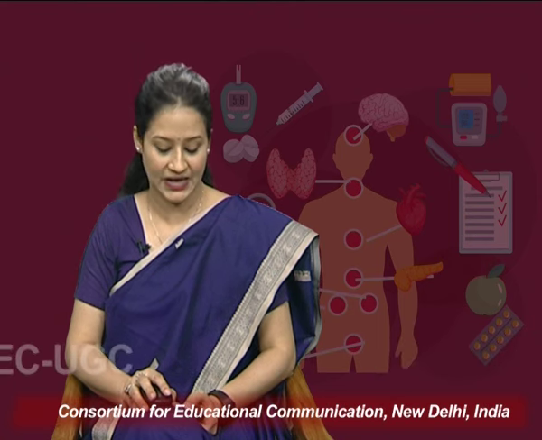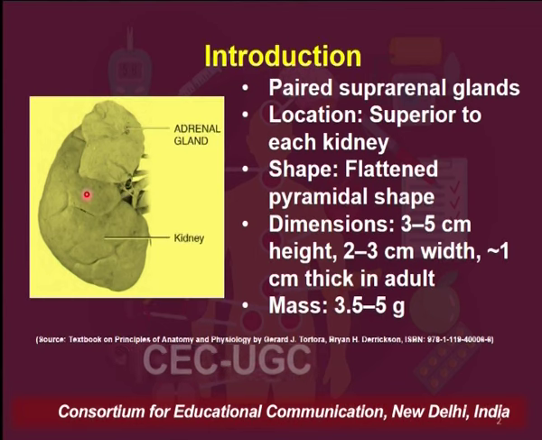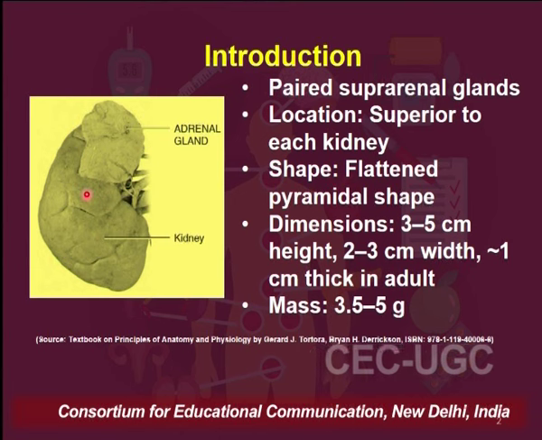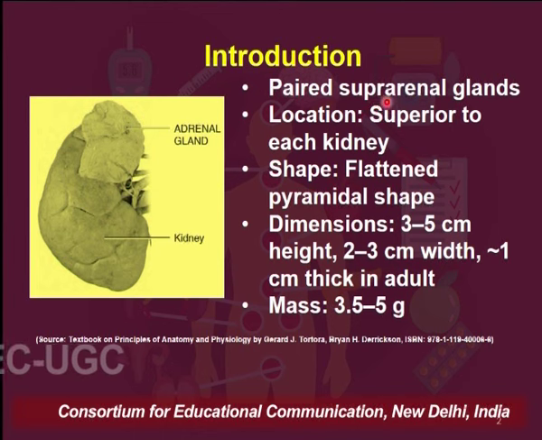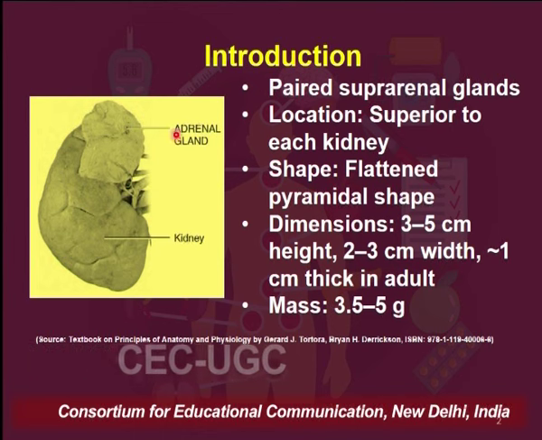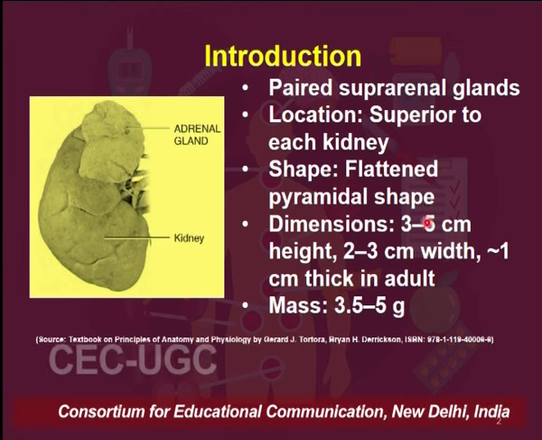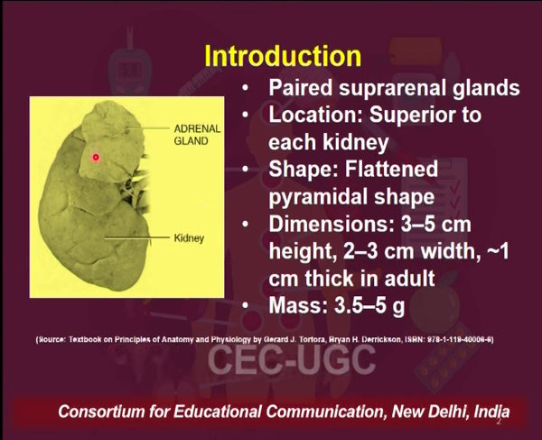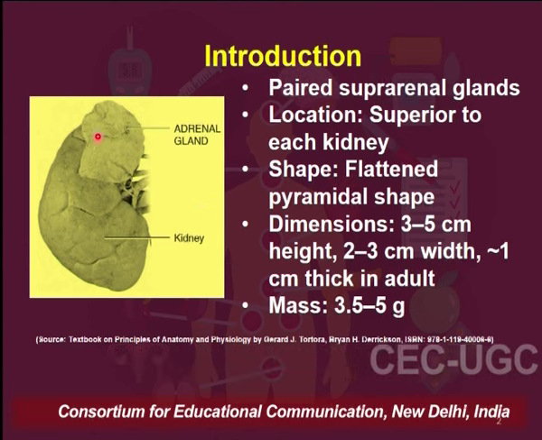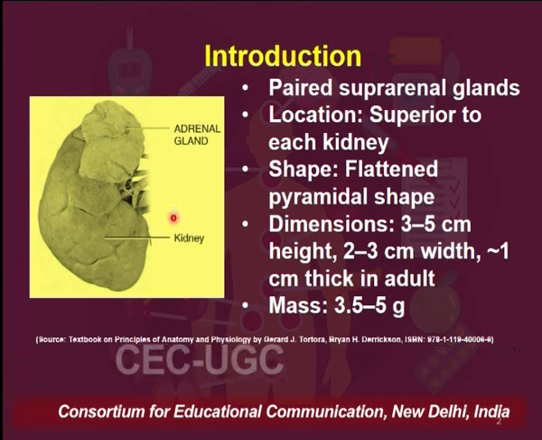the adrenal gland. Adrenal gland is a paired gland which is located above the kidneys, hence it is also called as suprarenal gland. You can see, as shown in the figure, the shape of adrenal gland is flattened. It is pyramidal in shape with dimensions of about 3 to 5 centimeter height, 2 to 3 centimeter width and around 1 centimeter thick in the adult humans. It weighs around 3.5 to 5 grams.